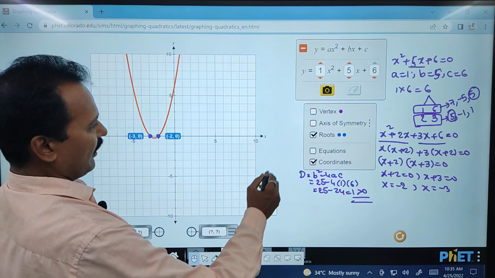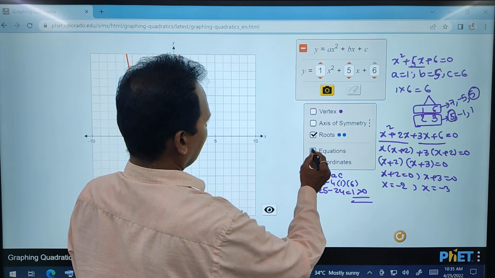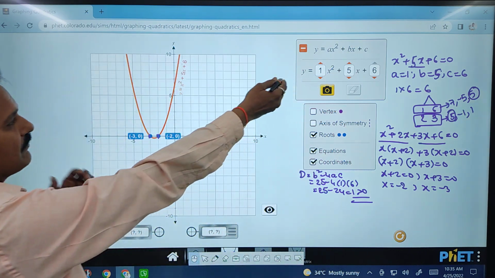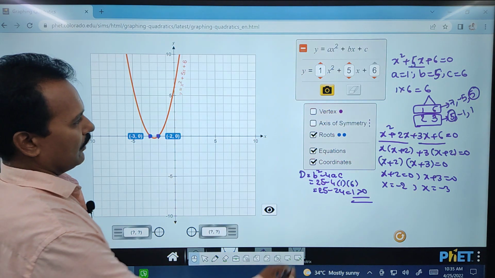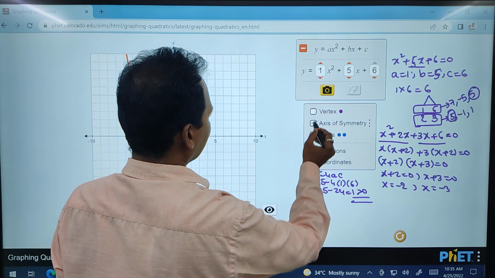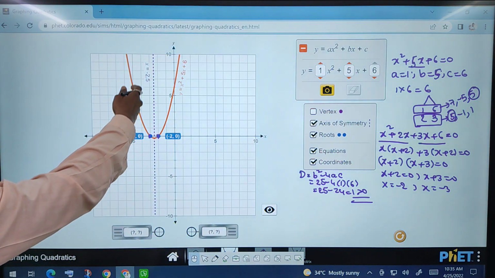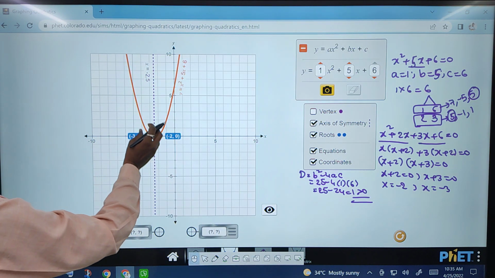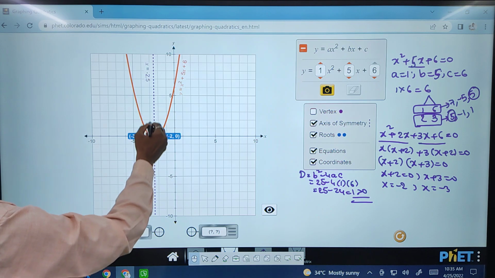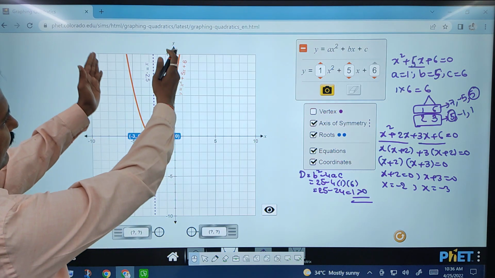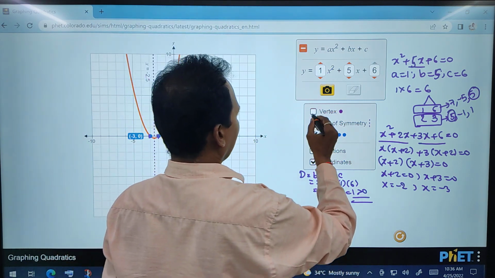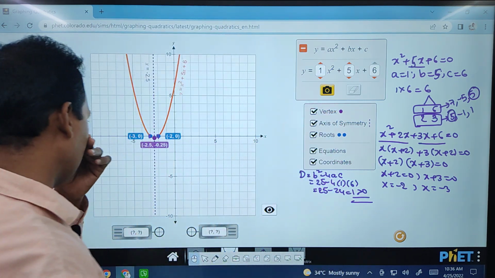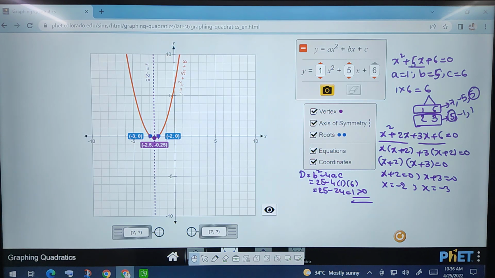Next, what is the equation? Already we know the equation: x square plus 5x plus 6 equal to 0. Now the axis of symmetry is this one, at x equal to minus 2.5, dividing the graph into two equal parts. Now what is the vertex? Here the vertex is minus 2.5 comma minus 0.25.